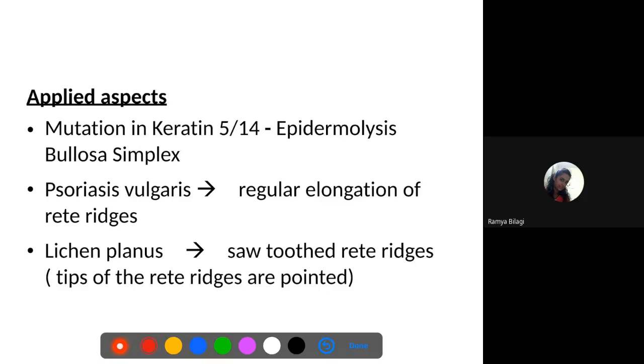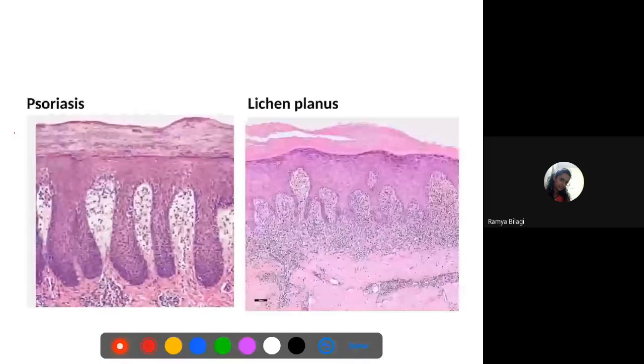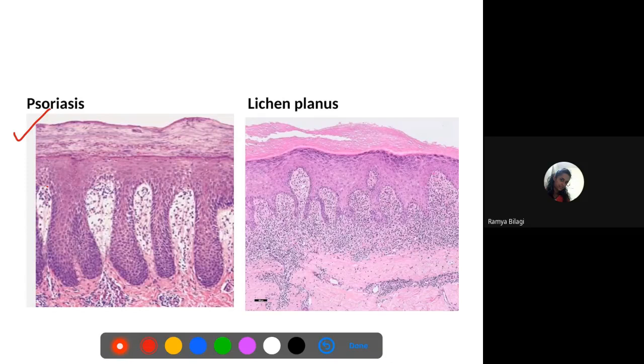So for you to clearly understand, I have put the histological pictures side by side. This is the picture of psoriasis. What we see, the dark blue layer is epidermis and this pinkish substance is dermis. You can see all the layers are so regularly elongated. They are like proper finger-like projections into the dermis. Whereas in lichen planus, you can see the pointed rete ridges. See the pointed. They are not regular. They are pointed. So this is the major difference between psoriasis and lichen planus.